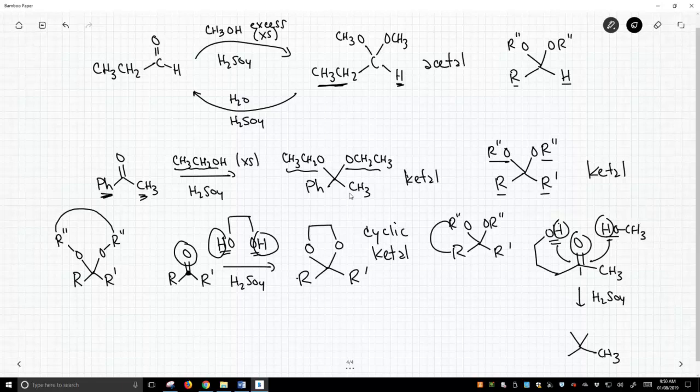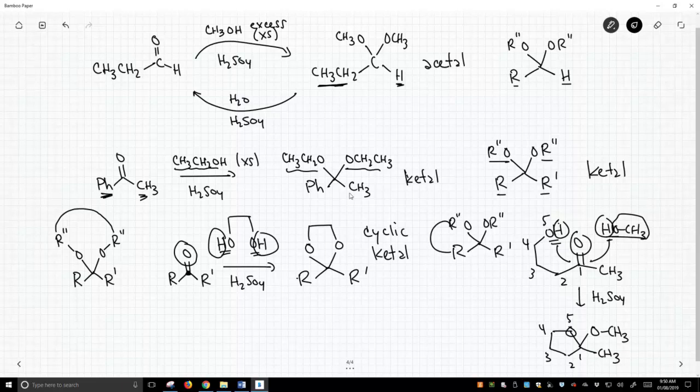Let's see, let's number some carbons. That's 1, 2, 3, 4, 5. We're going to make a 5-membered ring over here. 1, 2, 3, 4, 5. And position 5 is actually an oxygen. And over here, this OCH3 will end up over here to get this.